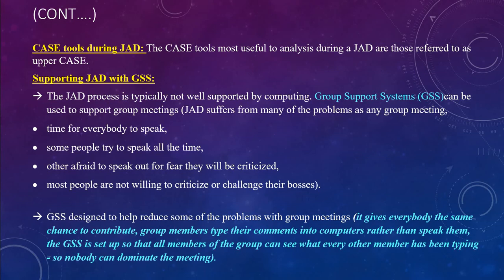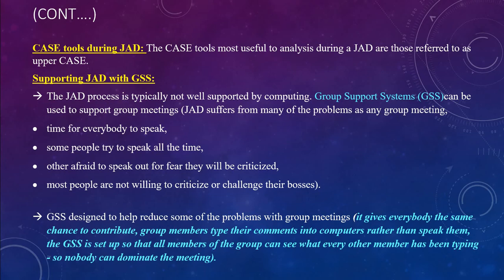In a JAD session, there is a time for everybody to speak. Some people try to speak all the time, so that is why we have the group support system, in order to address these limitations. Others are afraid to speak out for fear they will be criticized. Most people are not willing to criticize or challenge their bosses. For example, certain users or certain members of a board will not have the courage to criticize the chairman.